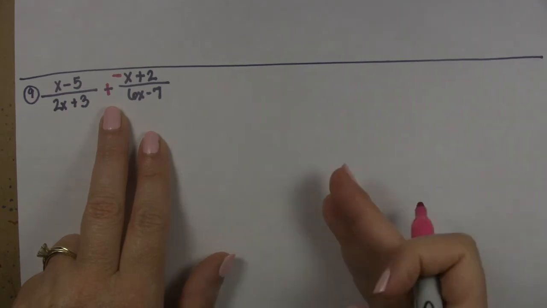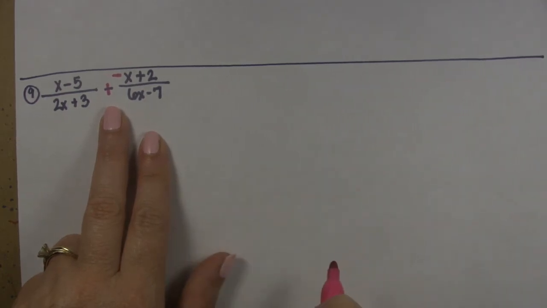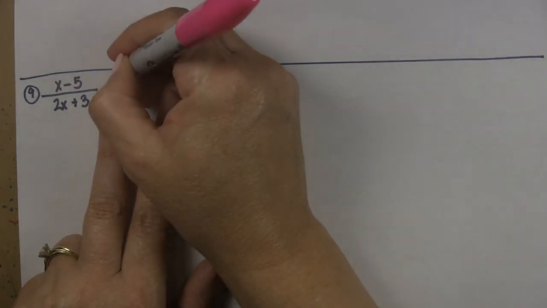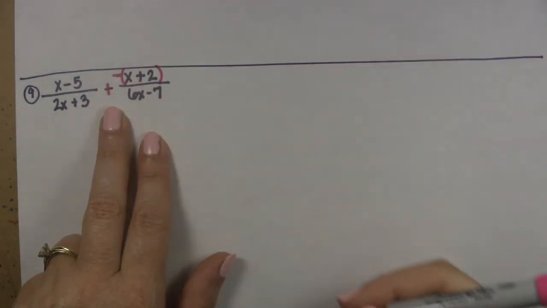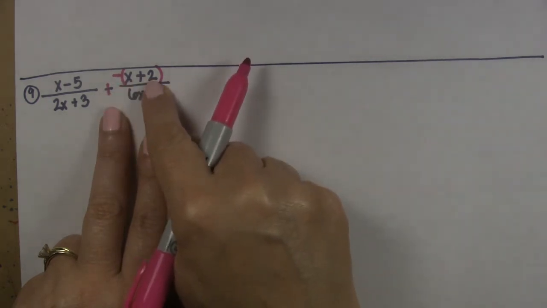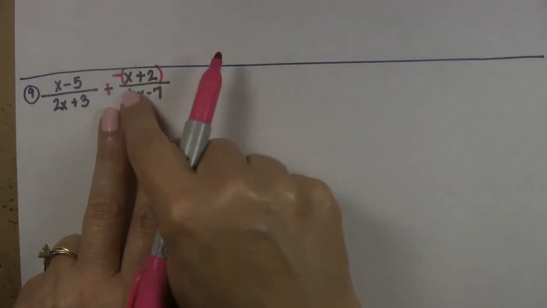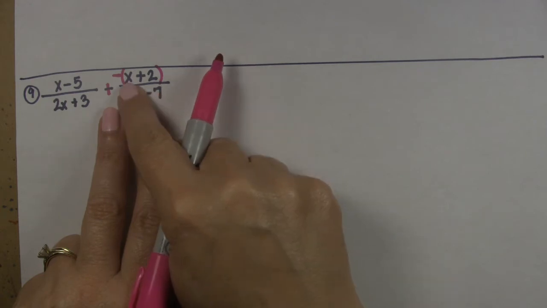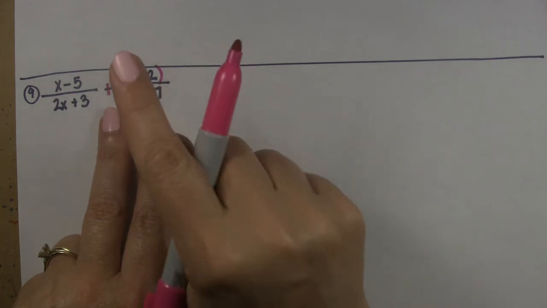And that is incorrect. Why? Because this whole thing gets changed. Not just the x. You also have to change the 2. The entire fraction changes, not just one little part of it.